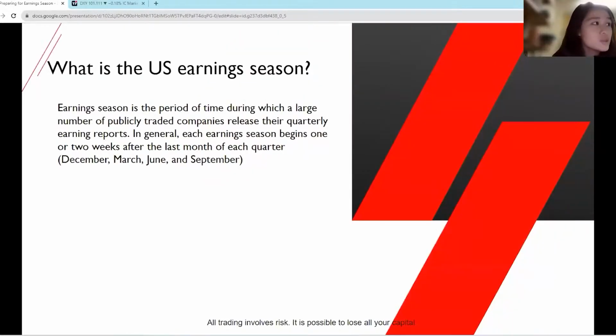Okay, so what is the US earnings season? The earnings season is the period of time during which a large number of publicly traded companies release their quarterly earning reports. So in general, each earnings season begins 1 or 2 weeks after the last month of each quarter. So December, March, June, and September.